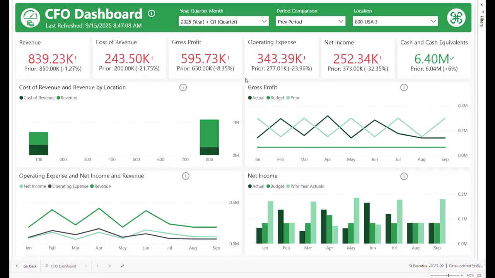So overall, this CFO dashboard consolidates essential financial data into a single executive view. It enables fast, informed decision-making for financial leadership, and it tracks budget adherence and uncovers cost revenue balances, such as you see in these trend visuals here. This dashboard is ideal for CFOs, controllers, and financial planning and analysis teams.